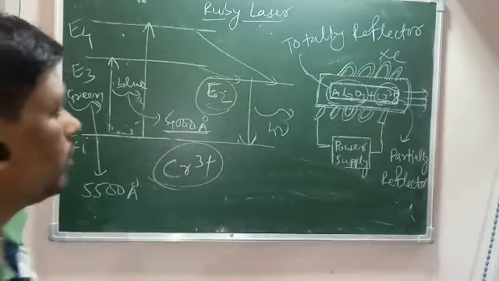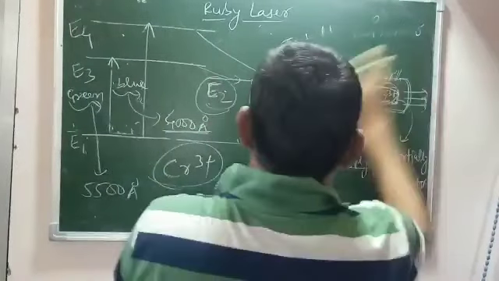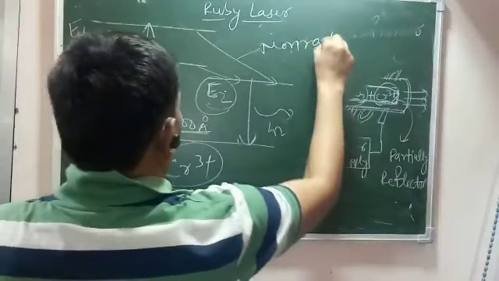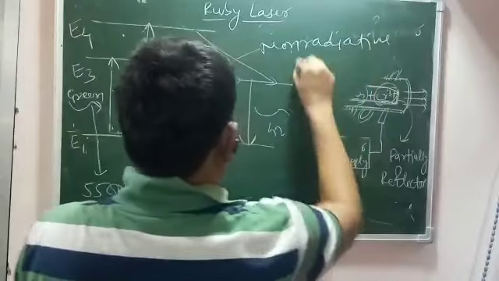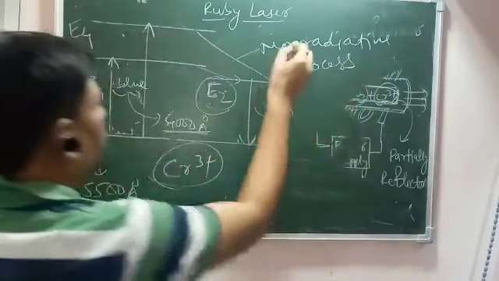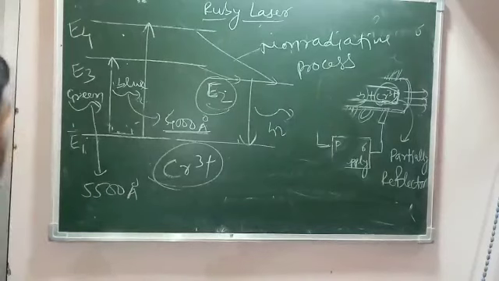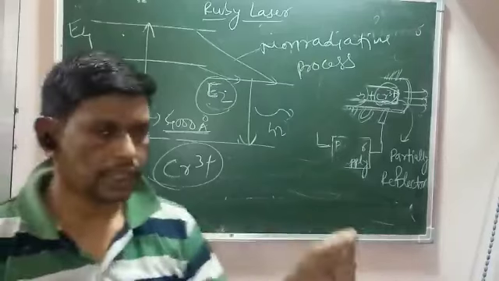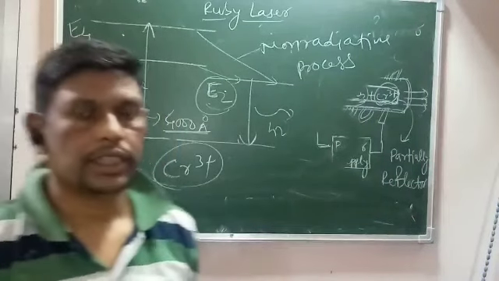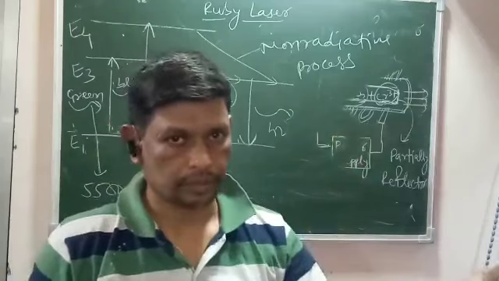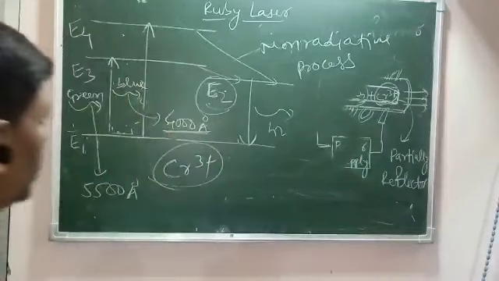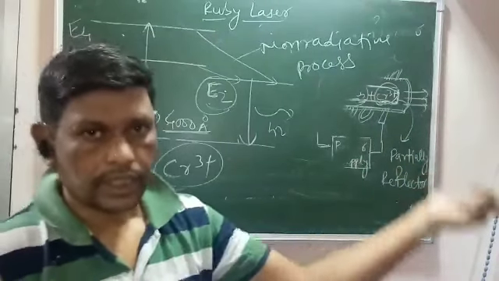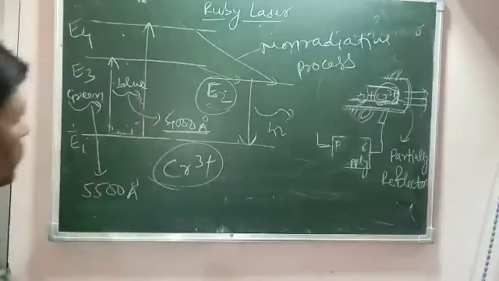This is a non-radiative process and it is very fast. The particles in E3 and E4 lose their energy when they interact with the crystal lattice, and lose it in the form of heat, and the heat can be compensated by water or any other cooling materials.